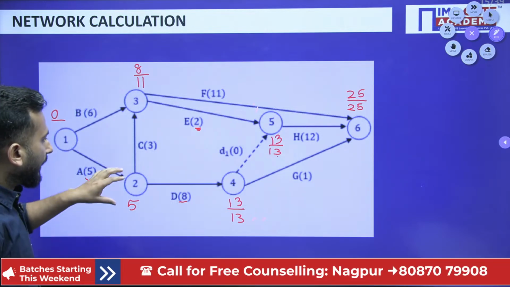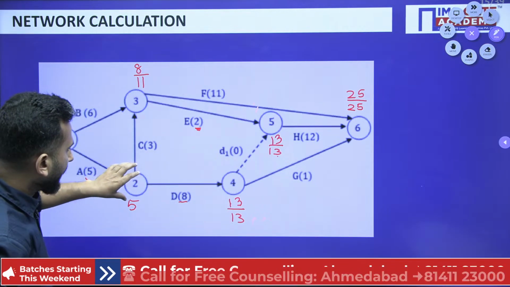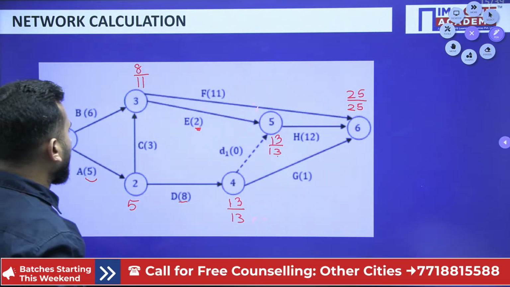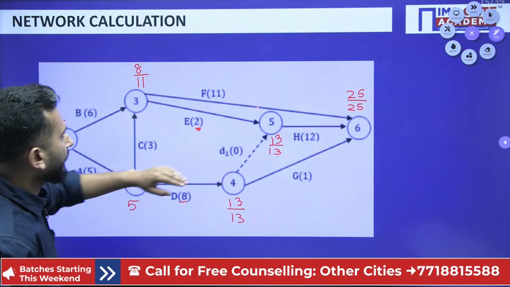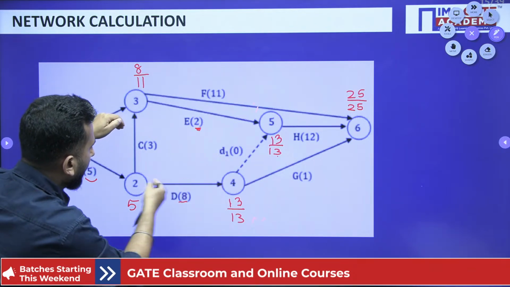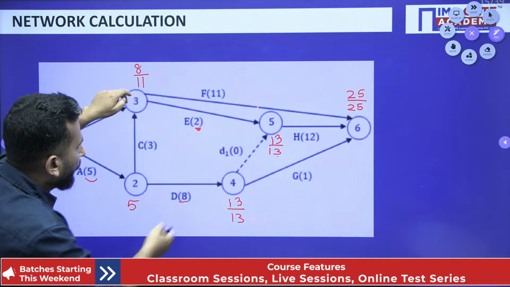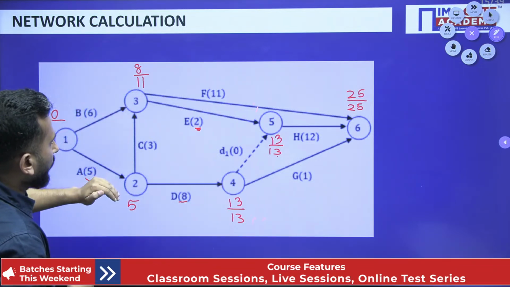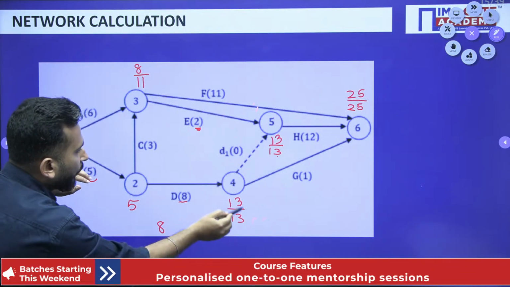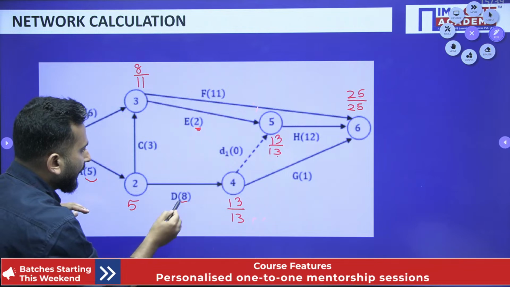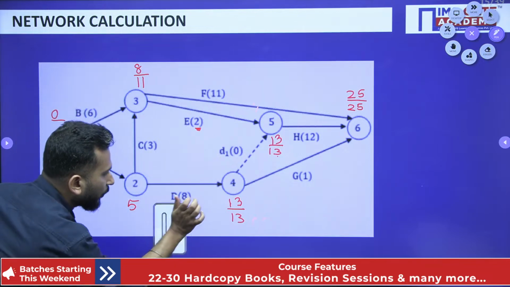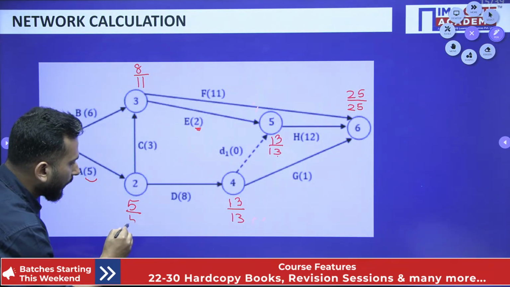Now my dear friends, we have to reach event 2. How many ways is it possible? See, from 4 I can come to 2, and from 3 I can come to 2. If you come via this, 11 minus 3 is 8. And if you come via this, 13 minus 8 is 5. So which is the minimum? The minimum is 5. And so my dear friends, I have written 5 over here.